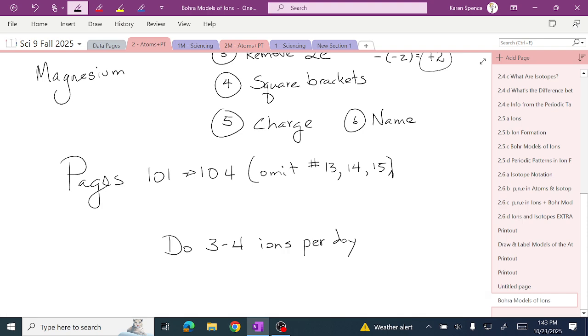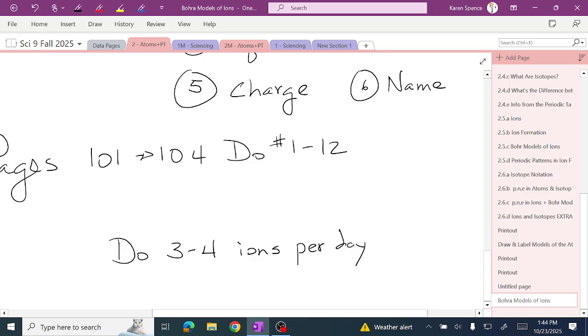Oh, what's omit? Omit means leave out. But you know what? I could do even better. I could just say do numbers 1 through 12, and wouldn't that make more sense? Right? I could say do numbers 1 through 12. There we go. Yeah? 3 to 4 ions per day? Yep. We okay? Yeah. Anything broken? No? Okay.